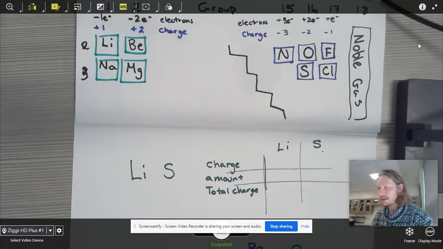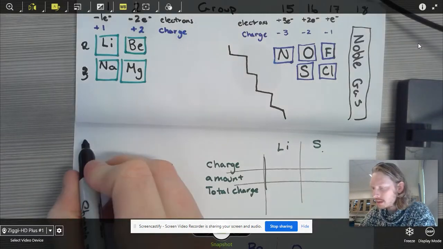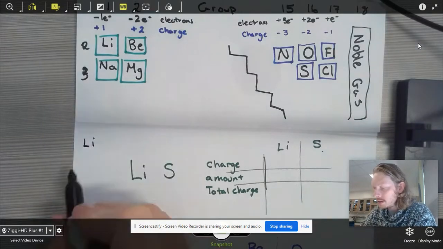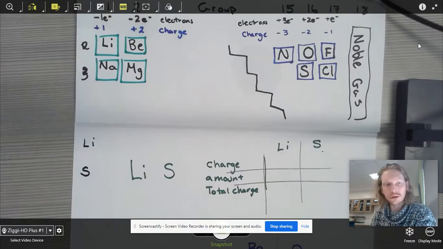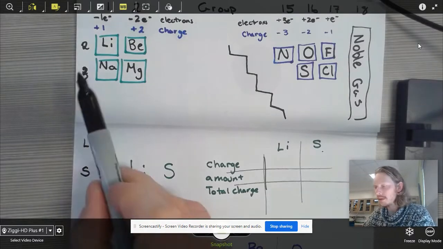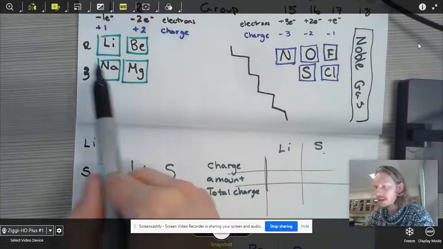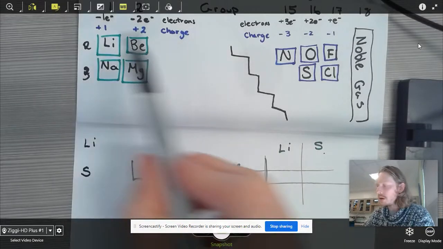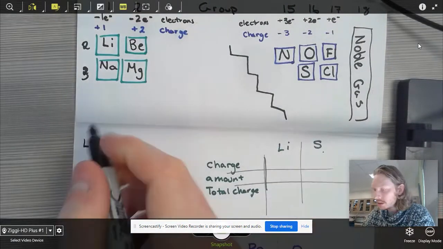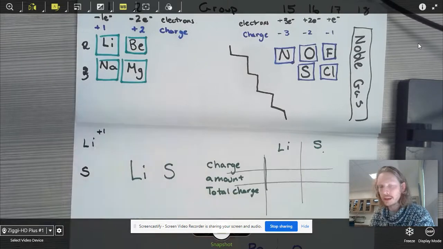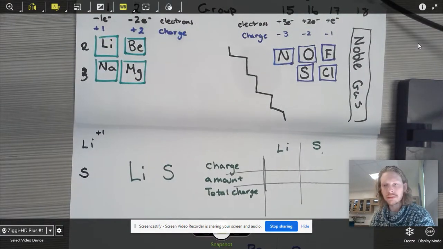So we have lithium, and we have sulfur, and we need to figure out the charges. So here again, you can start to notice this pattern. Lithium and sodium, both in group 1, they both need to lose 1 electron. So just like sodium, lithium is going to be plus 1, right? You lose an electron, you gain a charge.